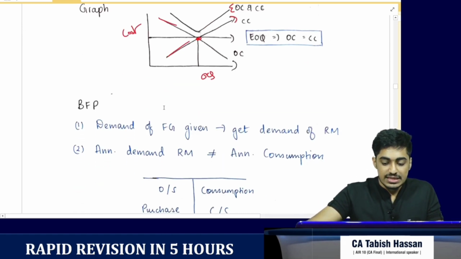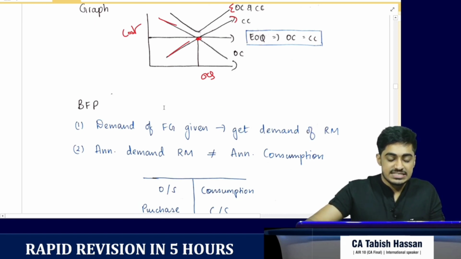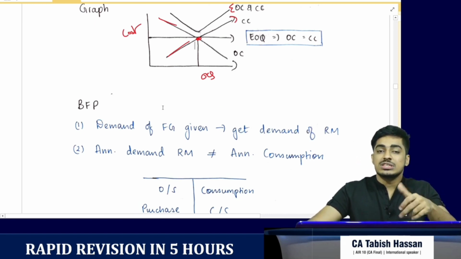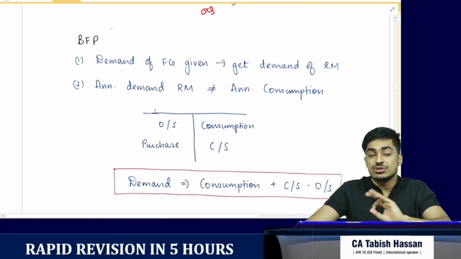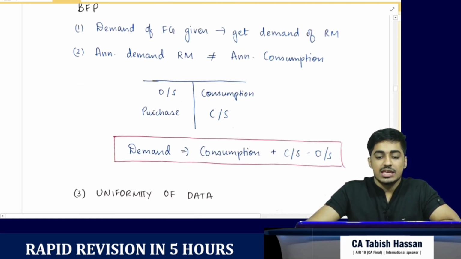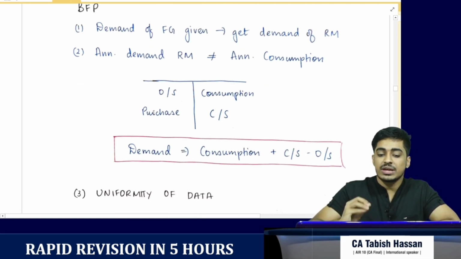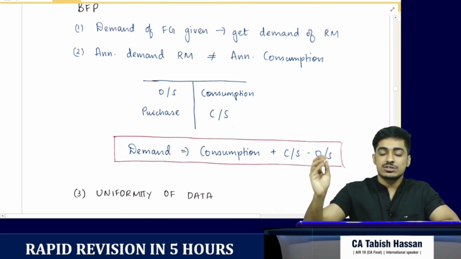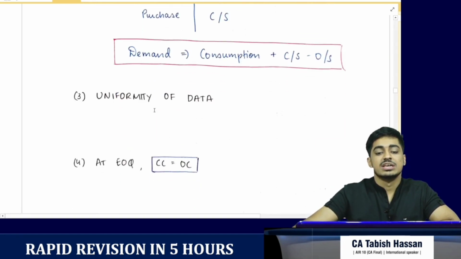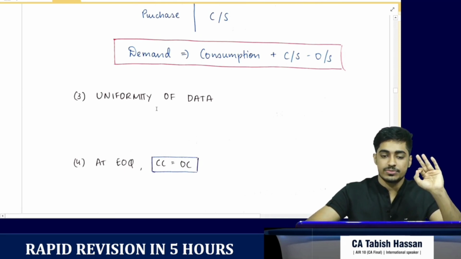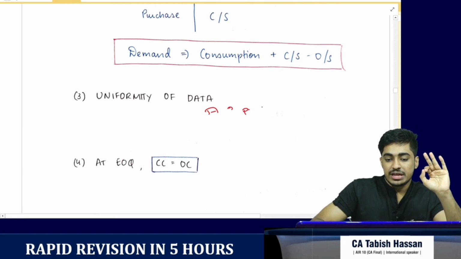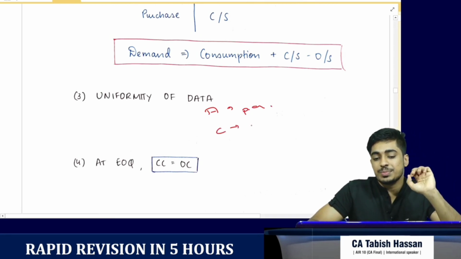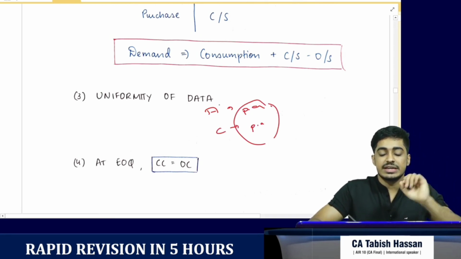Clear? Some important points from the past examinations. Suppose in the question they give us the demand of finished goods. We have to consider the demand of raw material, first thing. Next, annual demand of raw material is not equal to annual consumption of raw material. If consumption and stock adjustments are given, we have to get the demand as consumption plus closing stock minus opening stock. Next, we have to ensure the data is uniform. Say the demand A should also be on per annum basis, and the carrying cost should also be on per unit per annum basis. So ensure that the data is uniform.